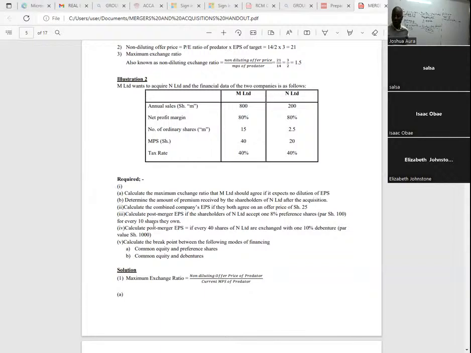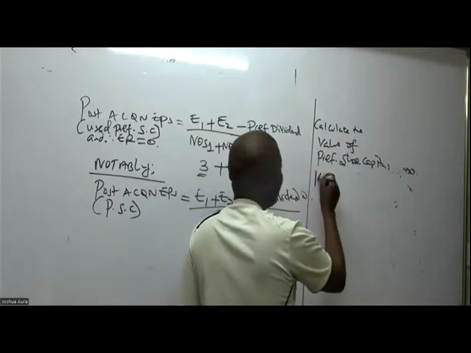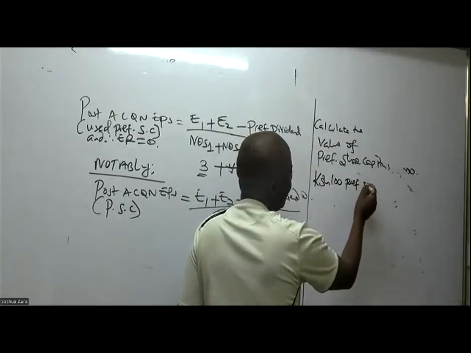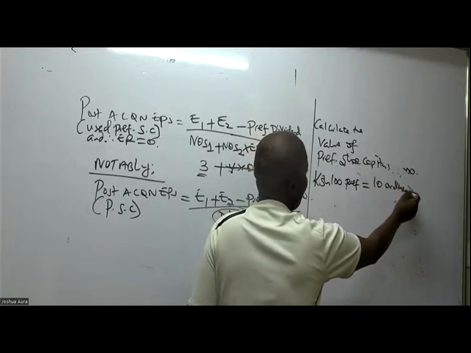So please listen here. I'm giving out what? 1 preference share. But this 1 preference share has a par value of how much? Kenya shillings 100 par value. So basically, we are giving out Kenya shillings 100 preference to be able to get 10 ordinary shares.